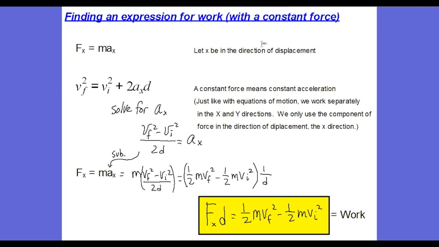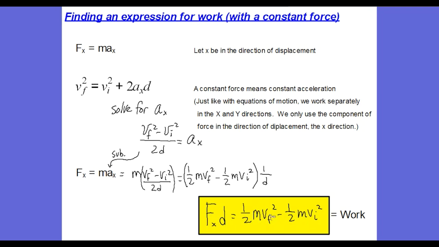Okay, so if we're using a constant force, that means we can use our equations of motion because we have constant acceleration, and we'll use this equation. We'll solve this equation for acceleration, and we'll take what we get and plug it in for a in Newton's second law. We'll expand that and rearrange it, and we see that F times d is equal to 1/2 m v final squared minus 1/2 m v initial squared.